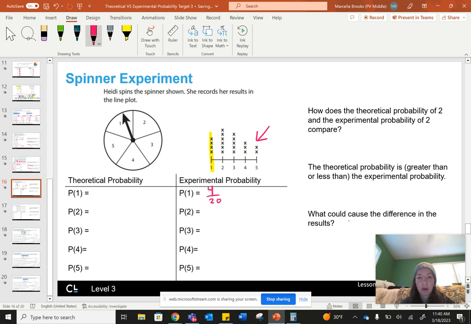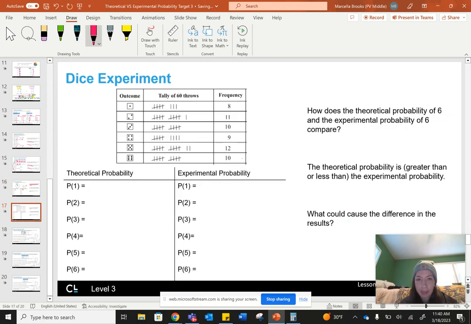Now, theoretical probability, you're going to use the spinner. Look at that. How many numbers are on it? What's the probability of picking a 1? There's 5 numbers. What's the probability of picking a 2, a 3, a 4, a 5? And then I want you to tell me, how does the theoretical probability of 2 and the experimental probability of 2 compare? So you're going to have those two fractions that you get from these charts and compare them.